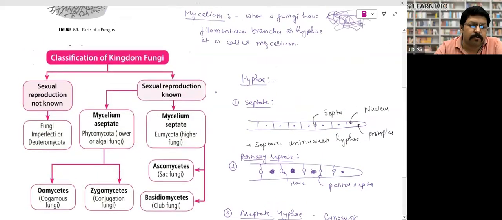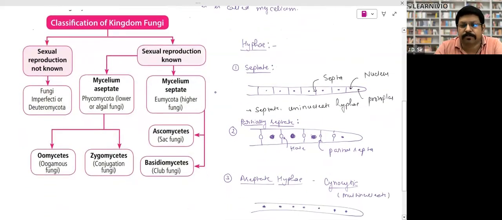fine. Now come to the classification part. Then we will keep on studying the things, right? Basically, if you go through your NCERT textbook, you will find there are only four classes: Phycomycetes, Ascomycetes, Basidiomycetes, and Deuteromycetes, right? But here I'll tell you the five classes, and actually there are five classes. So let me start with that.